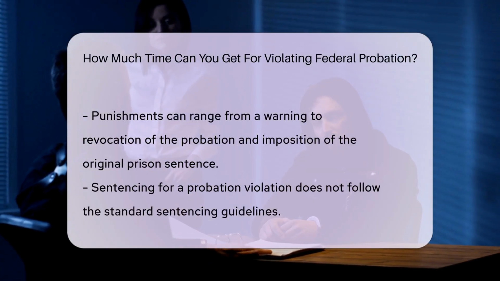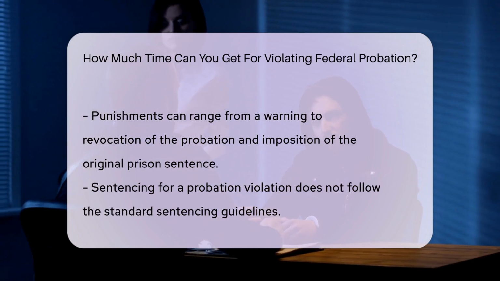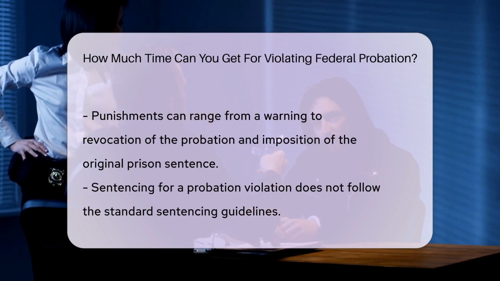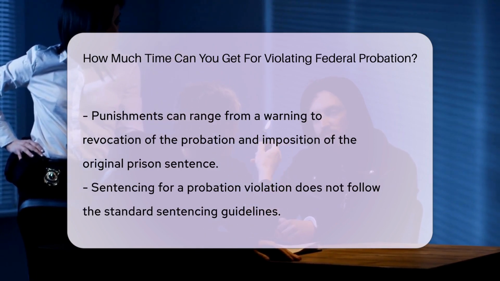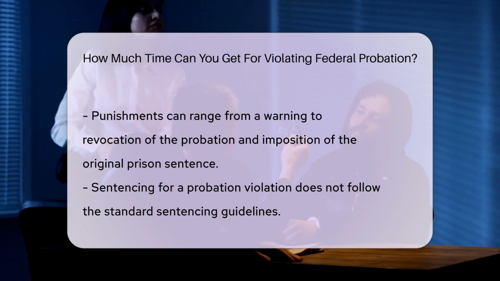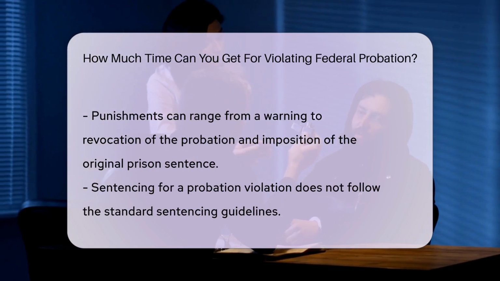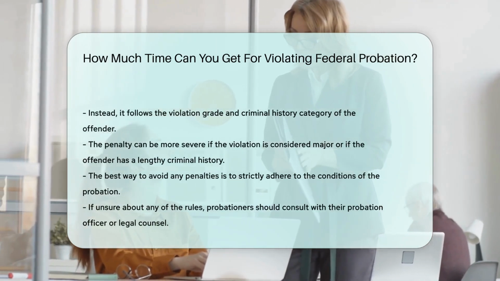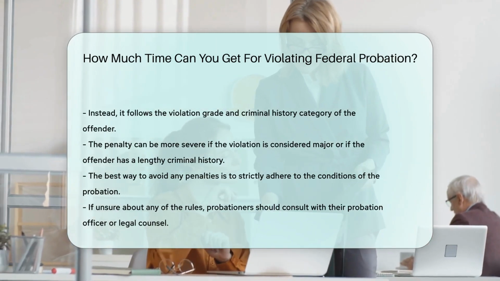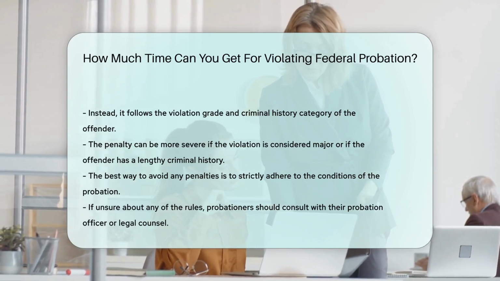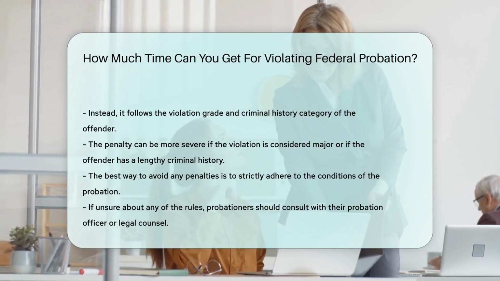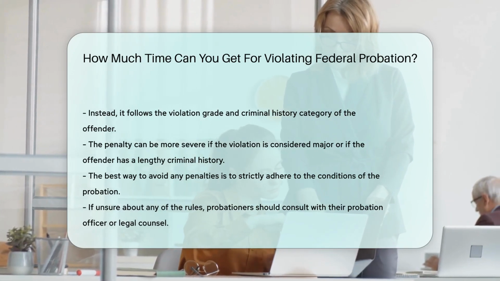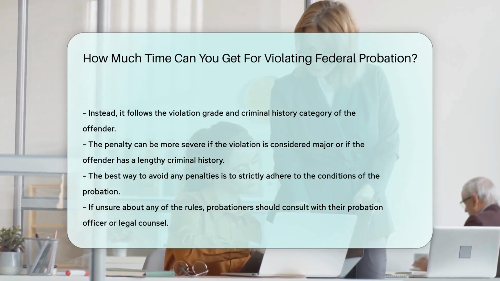It's important to note that the sentencing for a probation violation does not follow the standard sentencing guidelines. Instead, it follows the violation grade and criminal history category of the offender. This means the penalty can be more severe if the violation is considered major or if the offender has a lengthy criminal history. But remember, the best way to avoid any penalties is to adhere strictly to the conditions of your probation. If you're unsure about any of the rules, always consult with your probation officer or legal counsel.